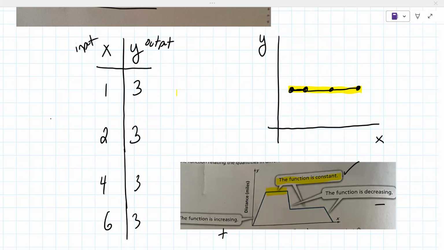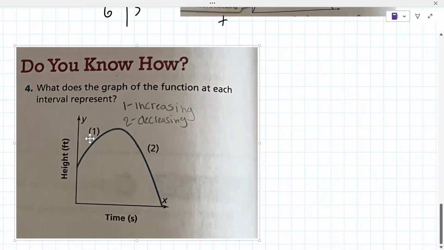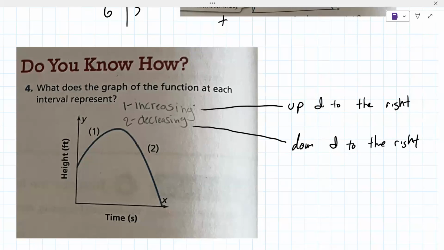Number 4 is correct, but you need some more words. It's like writing a definition down. Yes, it is increasing from 1, but why is it increasing? You want to say because it's going up and to the right. Why is it decreasing? Because it's going down and to the right. That's what your instructor is looking for. Okay, yeah, that makes more sense.